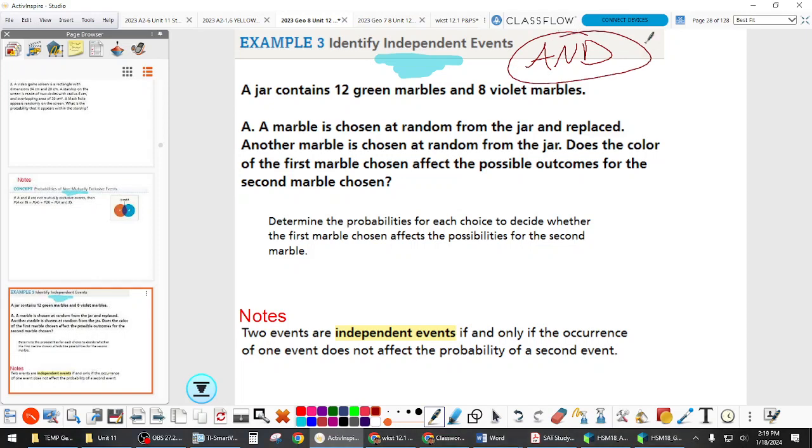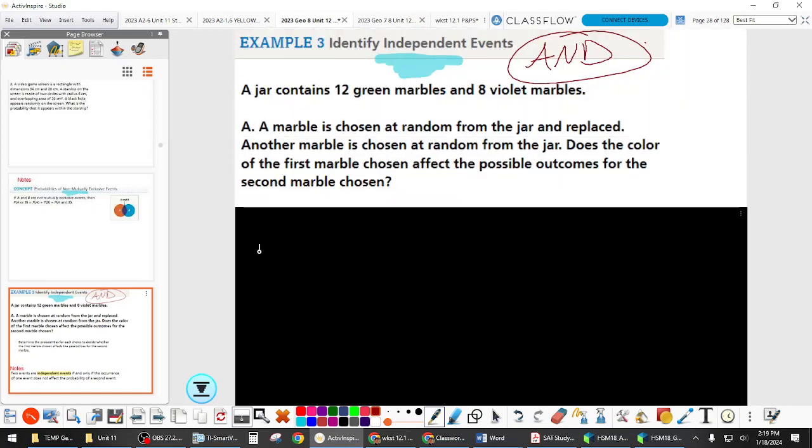So let's take this slide piece by piece. Think of a jar or bag. You've probably read problems like this before, but some kind of container that has 12 green marbles and 8 violet. What did I say? Thank you. That's an 8.